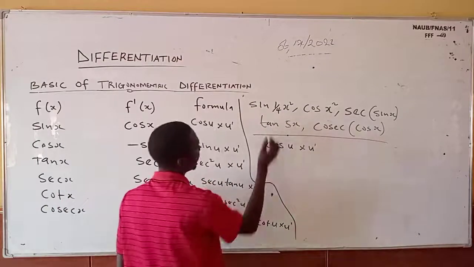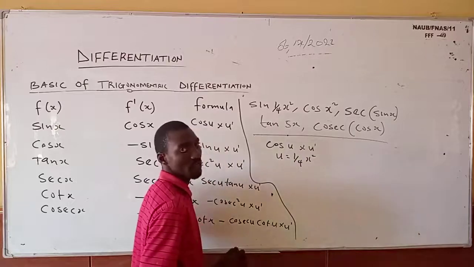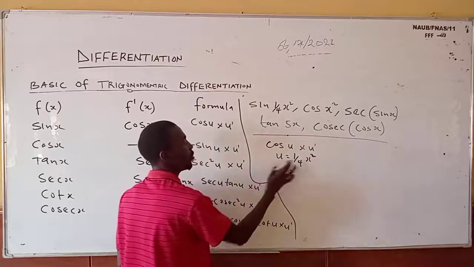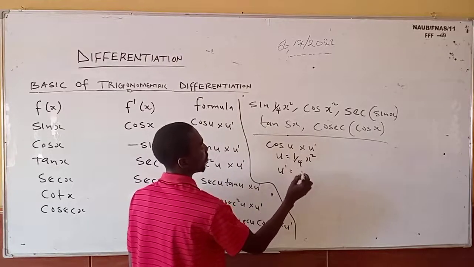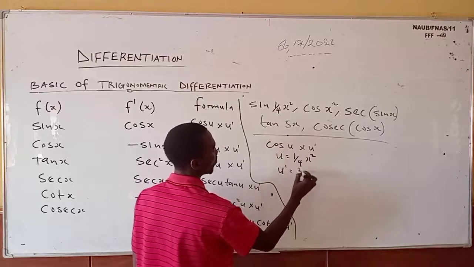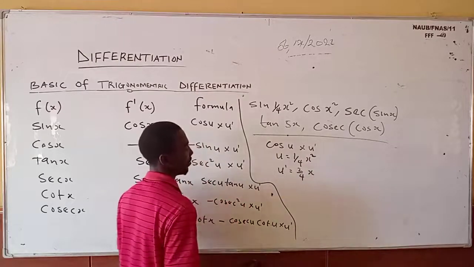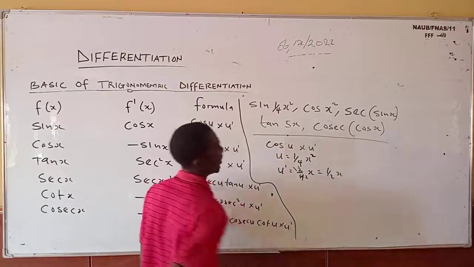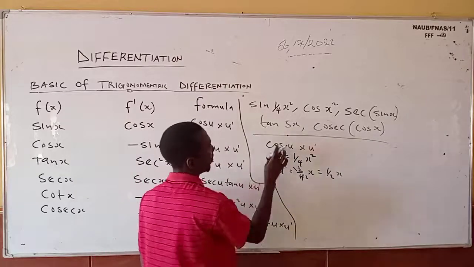So now I'll say u is equal to 1 over 4 s squared. You get that? Now I'm going to find u prime, differentiating u with respect to s. If I'm differentiating this, the 2 will come back and multiply 1 over 4. 1 over 4 times 2 is 2 over 4 s. Subtract 1, you're going to have s to the power of 1, right? So this one is 1 over 2 s. Do you get that?